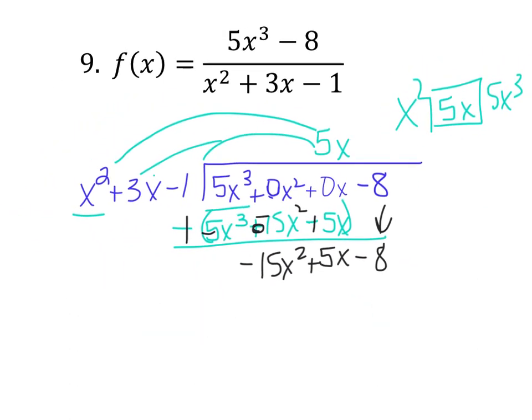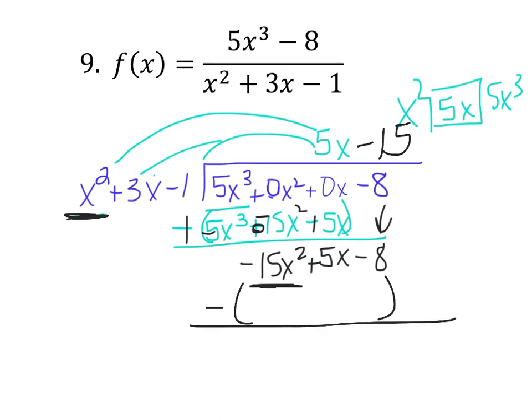So now we do the same thing. What is x squared into negative 15x squared? Negative 15. What can I do right now? I can stop, but I'm not going to. I'm not a quitter. Negative 15x squared, then what's negative 15 times 3? Negative 45x. And then negative 15 times negative 1 is plus 15. And then if I go through and distribute, I have a remainder, yes? Yes. So don't worry about it.